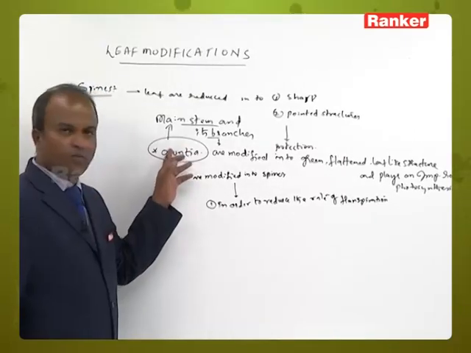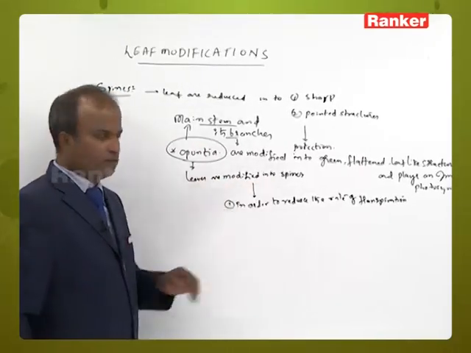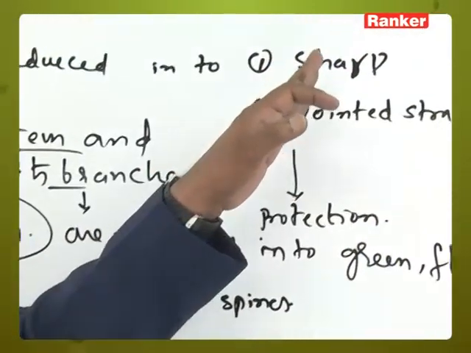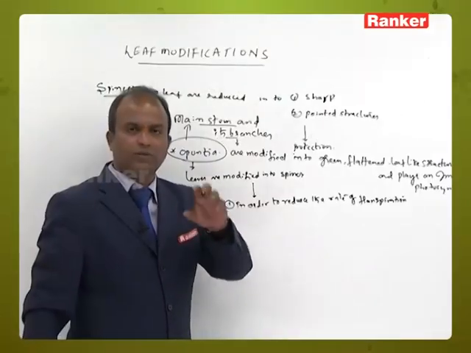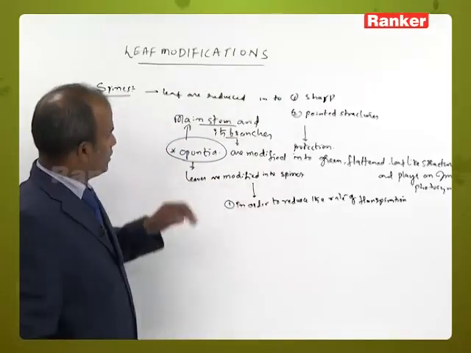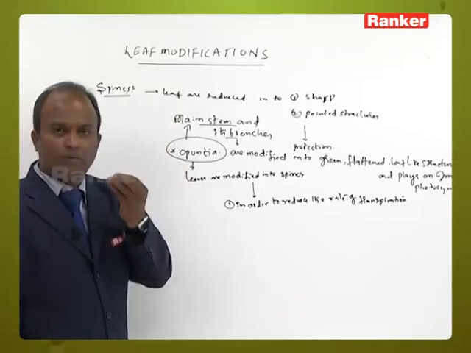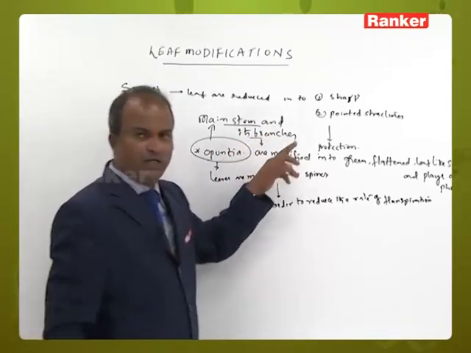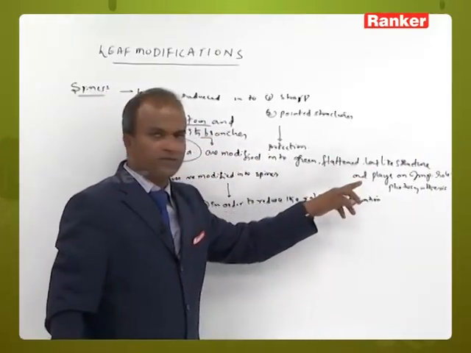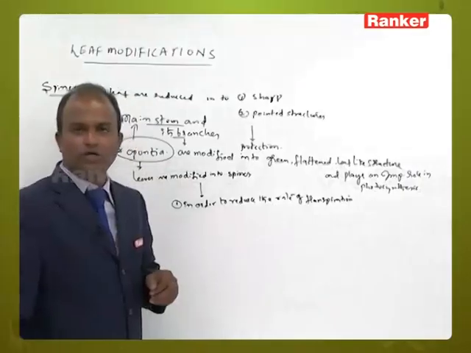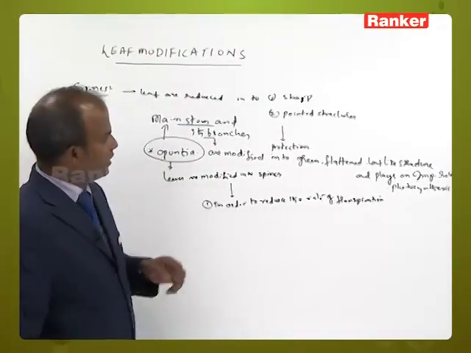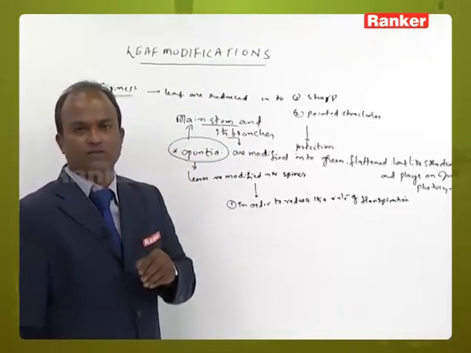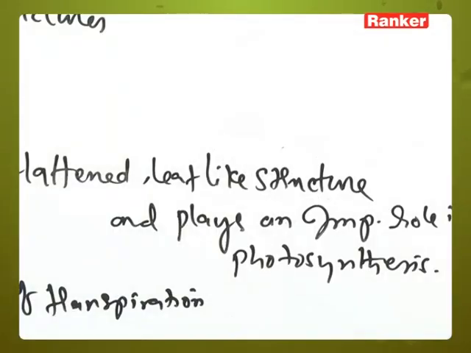Why? Because in Opuntia, leaves are reduced to spines in order to reduce the rate of transpiration. What is the secondary function? As they are sharp pointed structures, they play an important role in protection. And how can Opuntia prepare its food materials? The main stem and its branches are modified into a green flattened leaf-like structure and play an important role in photosynthesis. Does the main stem and its branches perform the function of the leaf? Yes, it performs the actual function of the leaf.